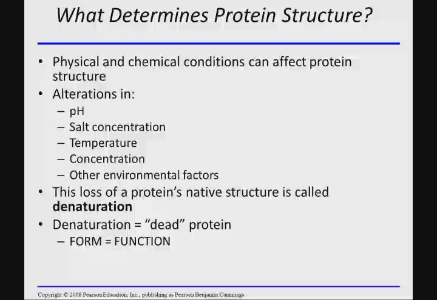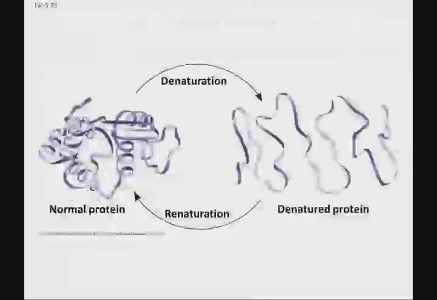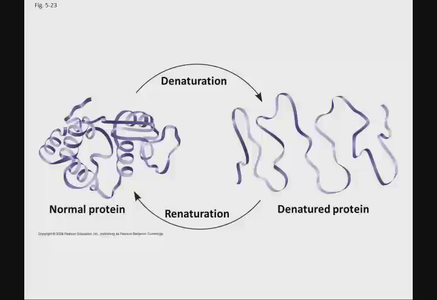Okay? So form equals function. So we can depict that a couple different ways. When we have this ribbon display of the protein, you can see a normal protein here on the left, and then when it's denatured, those ribbons become unfolded. It is a denatured protein. It has lost its shape. And because it's lost its shape, it can't do its job anymore. So some proteins we can renature, they can fold back into their proper form, but not always.